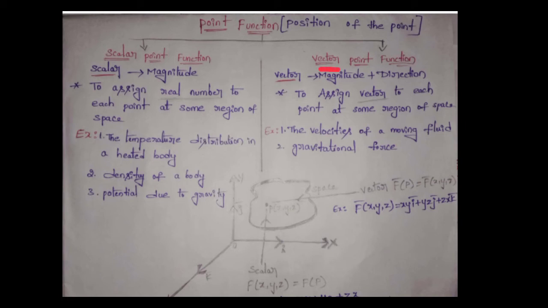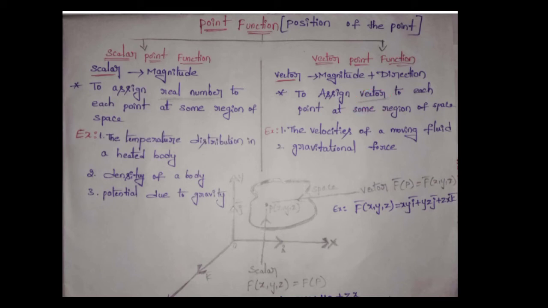Next one, vector point function. Here we assign a vector to each point in some region of space, then the function is called a vector point function. Scalar point function assigns a real number. Vector point function assigns a vector.